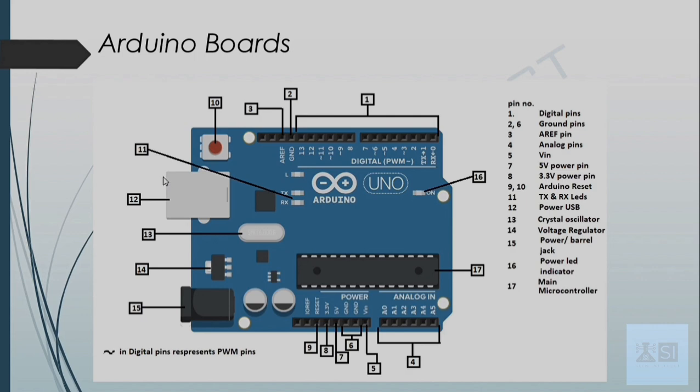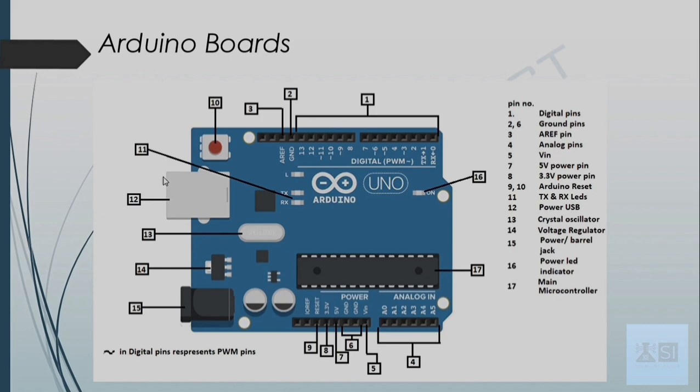Next is the component labeled as 13. It's a crystal oscillator which helps to provide a clock signal to Arduino with a frequency of 16 megahertz. It provides the basic timing and control to the board. The component labeled as 14 is called the voltage regulator, which is used to convert the input voltage to 5 volts. It provides a constant supply of 5 volts even if there is voltage fluctuation.